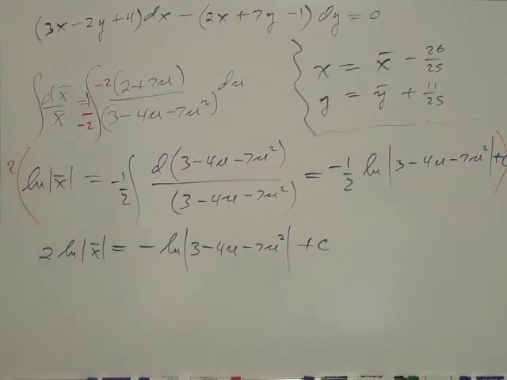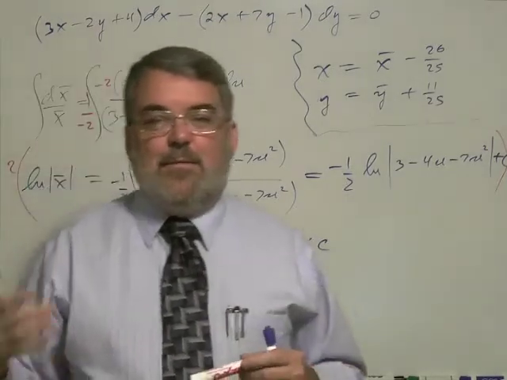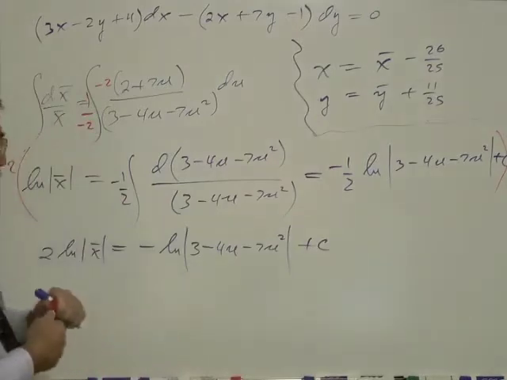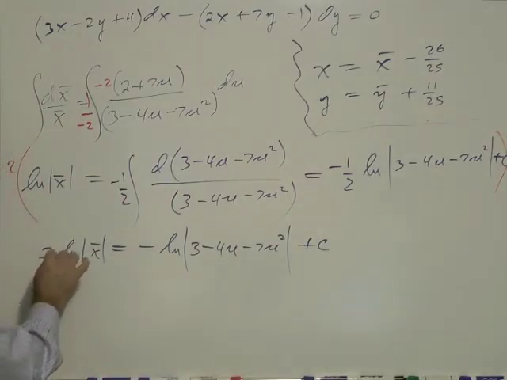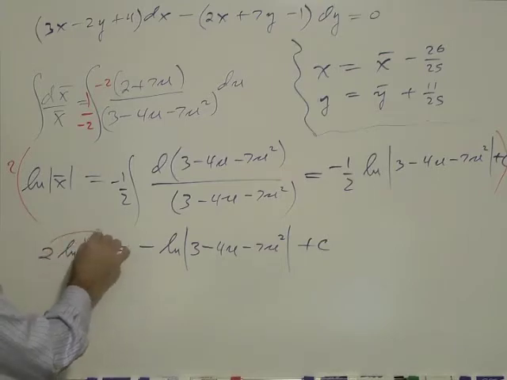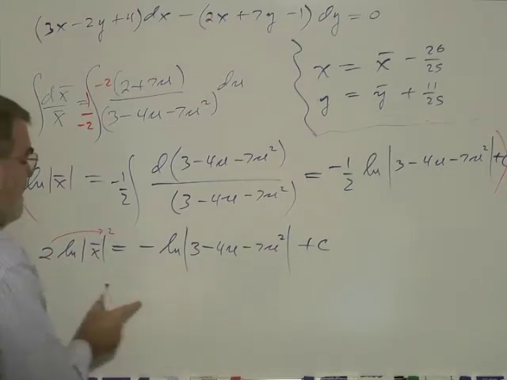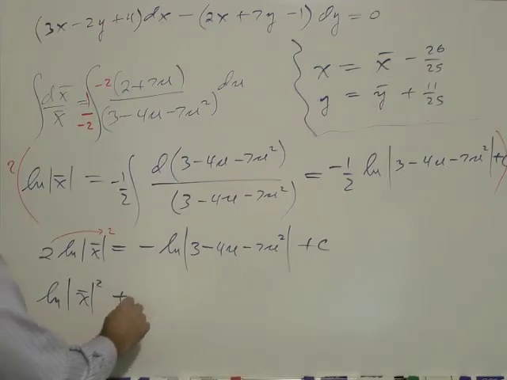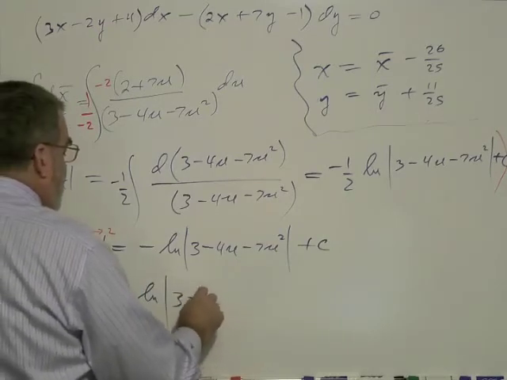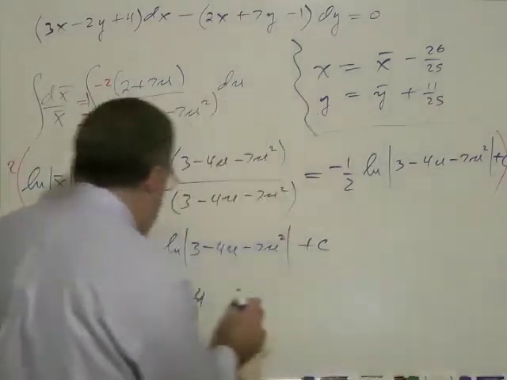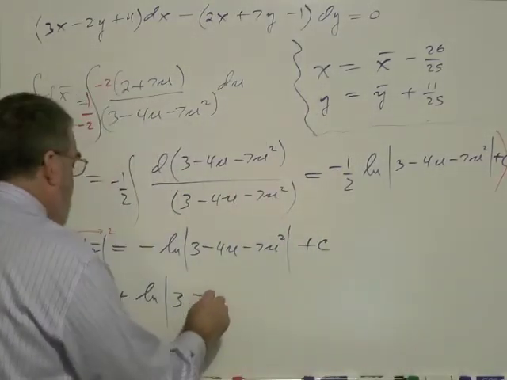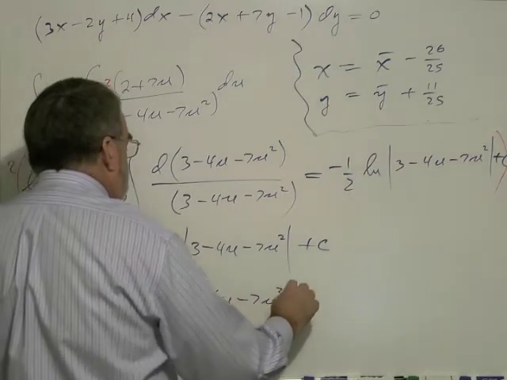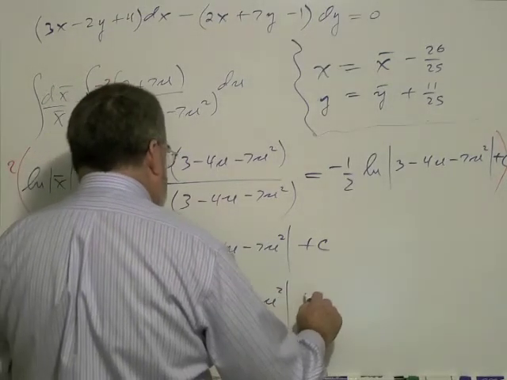Now some other things we could do here. I'm after simplifying this as best I can. And I want to take advantage of the rules of logarithms to do so. So this 2 in front of the natural log x bar can go up here as an exponent. And then I'm going to add this to the right side. So I've got natural log absolute value x bar squared plus natural log absolute value 3 minus 4u minus 7u squared equals a constant.